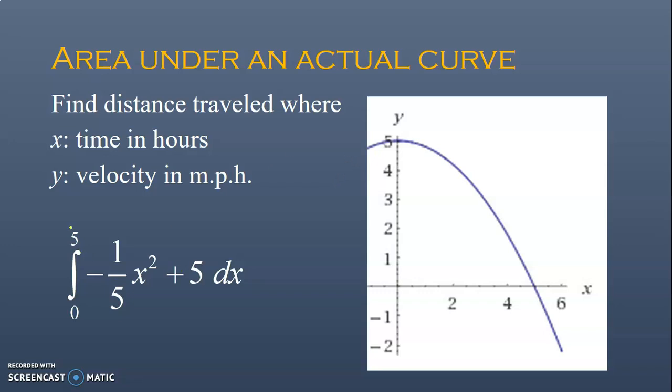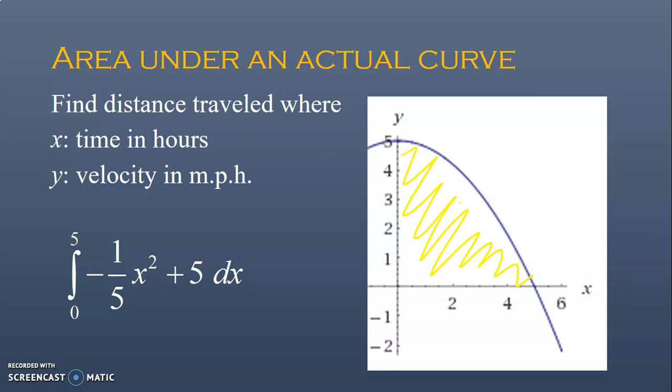We're trying to find the value of this definite integral, the integral from 0 to 5 of negative 1/5 x squared plus 5 dx. So we're trying to find this area, except we can't use geometry because this is a parabolic curve. So it's not going to be a quarter circle or anything like that. If this was actually a quarter circle, we would be at a vertical tangent line over here, and we're not because this is a parabola.